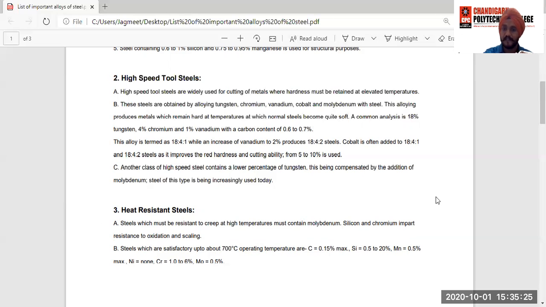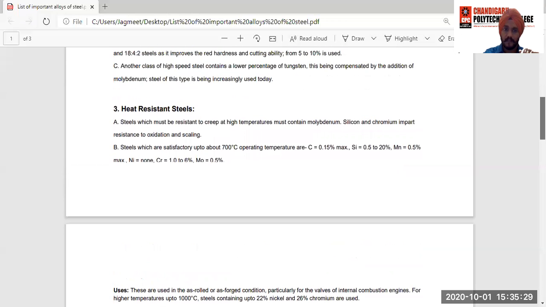Next is the heat resistant steels. A steel which must be resistant to creep at high temperature needs molybdenum, and silicon and chromium impart resistance to oxidation and scaling. Steels which are satisfactory up to about 700 degrees Celsius operating temperature have carbon 0.15% maximum, silicon 0.15 to 20%, manganese 0.5% maximum, nickel none, and chromium 1 to 6%. So these are the different constituent ranges used in heat resistant steel.